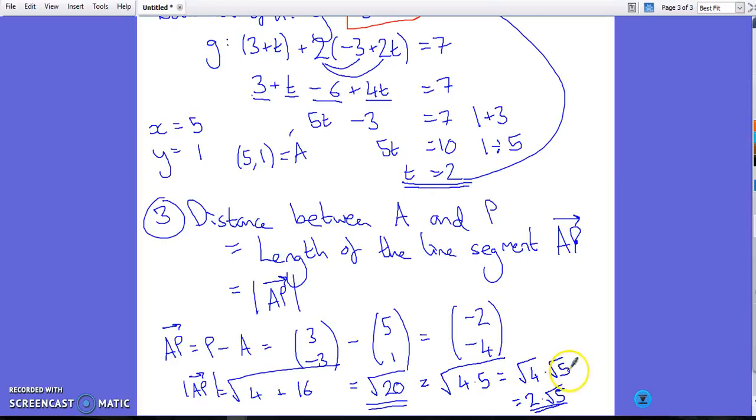In the next video, we'll practice another one of these with the line in a different form to the one that we had in this one, and so you can see how to do it for different types of line as well.